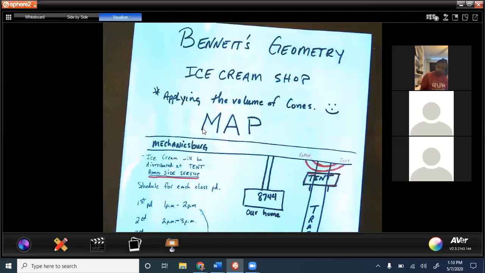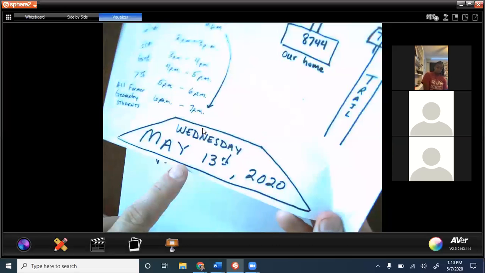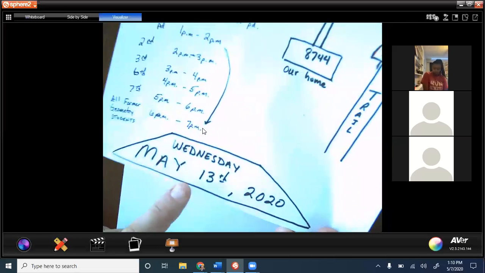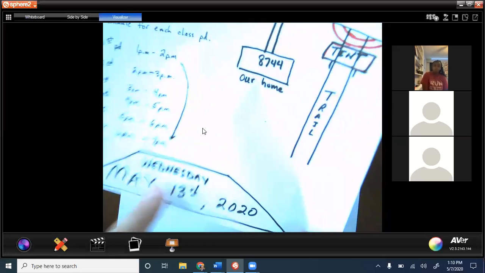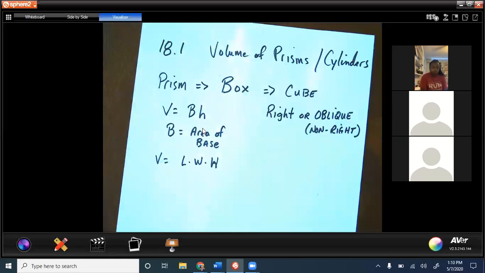Okay, so that's the idea. That's right now, tentatively next Wednesday. We're going to see. We might change that Monday or Tuesday, just dependent upon the weather. Okay, so that's that. All right, let's go to this.